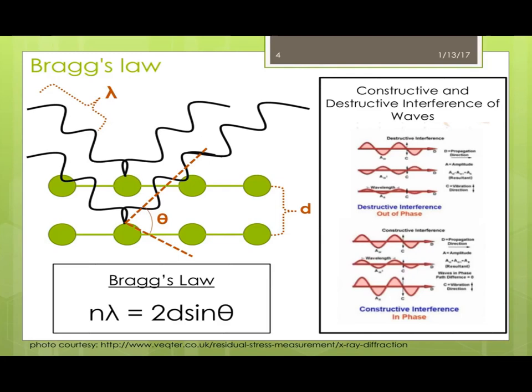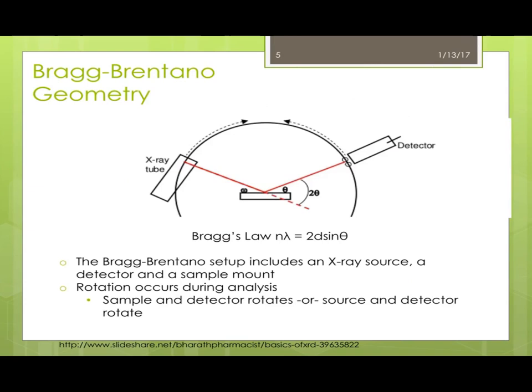Now that we know how Bragg's law relates to the diffraction angle and the lattice spacing, we can take a look at how XRD machines use this law. First, we need to identify the basic setup of the machine. It includes three main parts: the X-ray tube, the sample mount, and the detector. In order to find the lattice spacing using Bragg's law, a rotation must take place so that the X-rays can be detected at various diffraction angles.